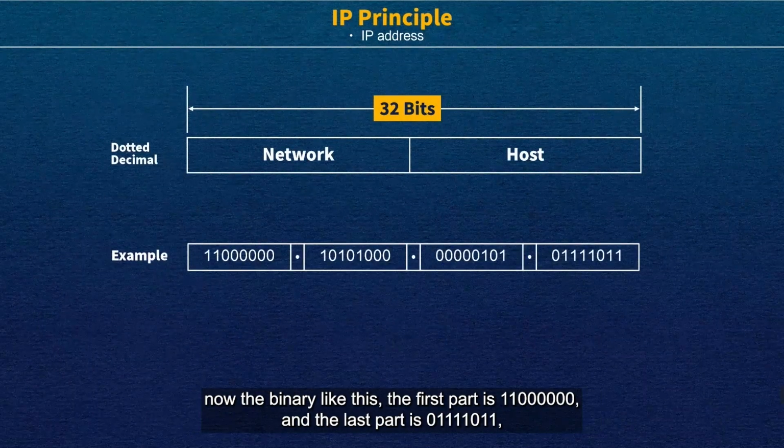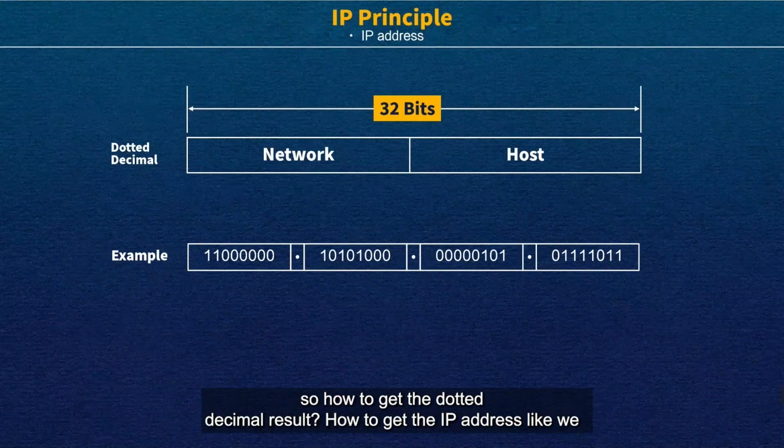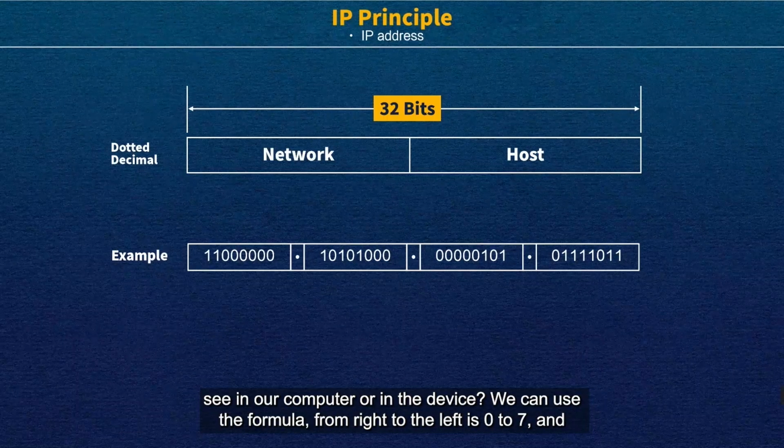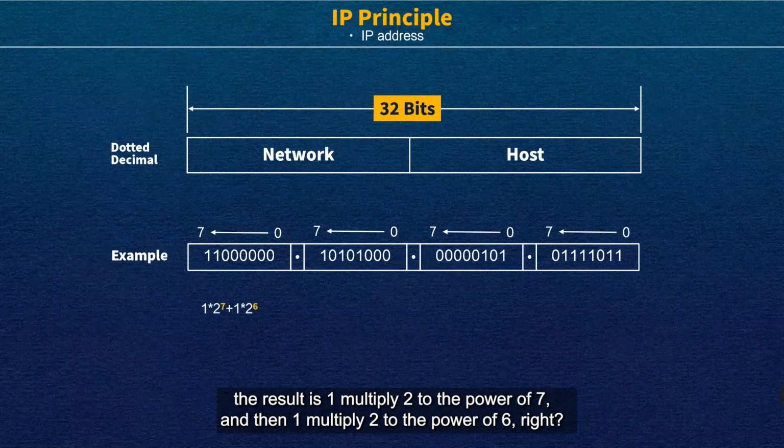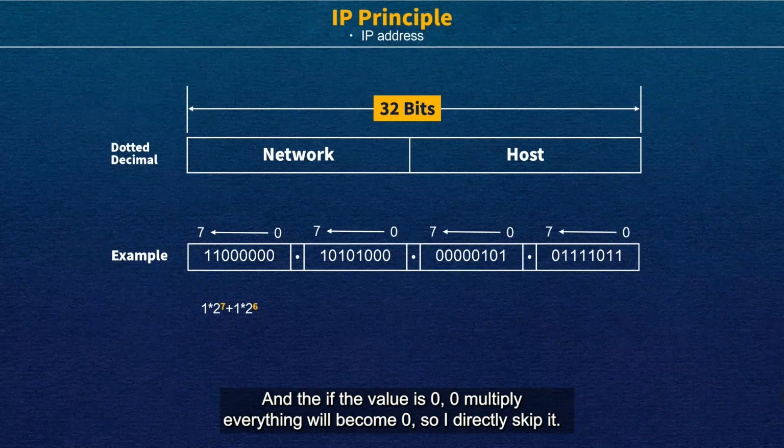For example, now the binary is like this. The first part is 11000000 and the last part is 01111011. So how do we get the dotted decimal result? How do we get the IP address like we see in our computer or in the device? We can use the formula. From right to left is 0 to 7, and the result is 1 multiplied by 2 to the power of 7, and then 1 multiplied by 2 to the power of 6, right? And if the value is 0, multiplying makes everything 0, so I directly skip it.